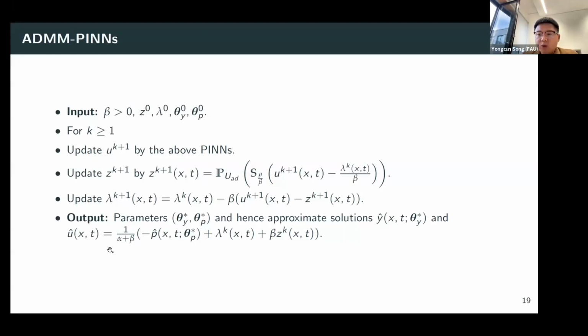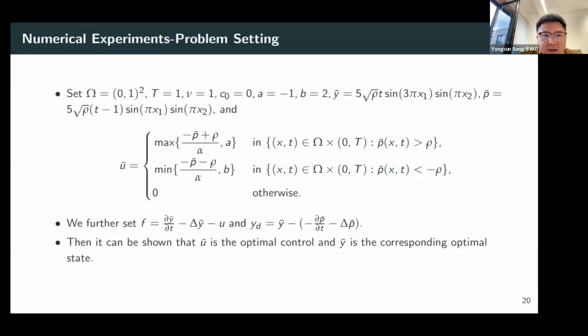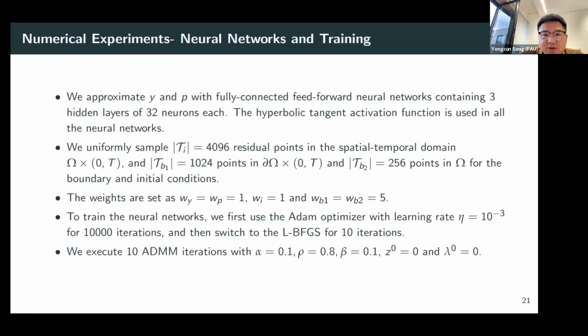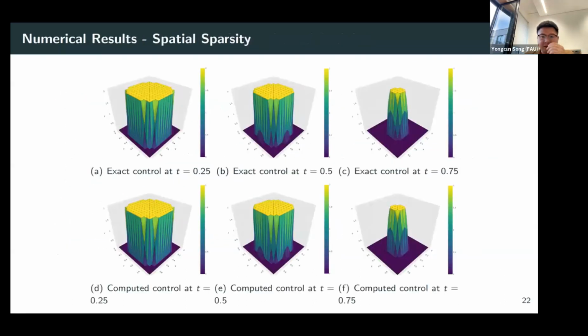And in this way, we can handle the non-smoothness and guarantee the sparsity of the control variable. And next, there are some numerical results. Here are the problem settings, the details of the neural networks and training, and these are some numerical results.